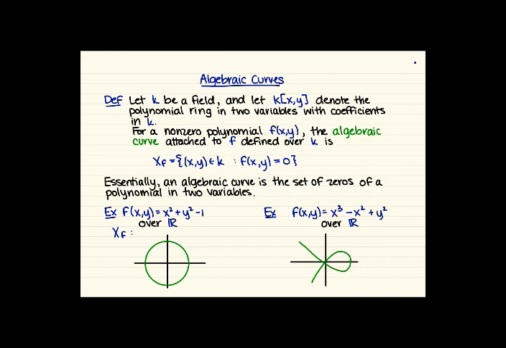So for example, if we look at f(x,y) equals x squared plus y squared minus 1 over R, then we're looking at the set of points where x squared plus y squared minus 1 equals 0, and we can recognize that as the unit circle in the plane. So that's our algebraic curve associated to that polynomial. If we look at x cubed minus x squared plus y squared over R, then we get our curve as this little loopy thing. So once again, the zeros of that polynomial.